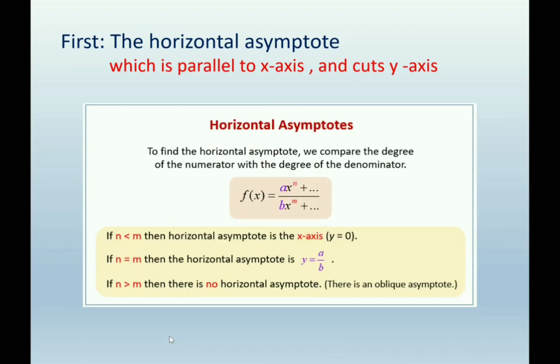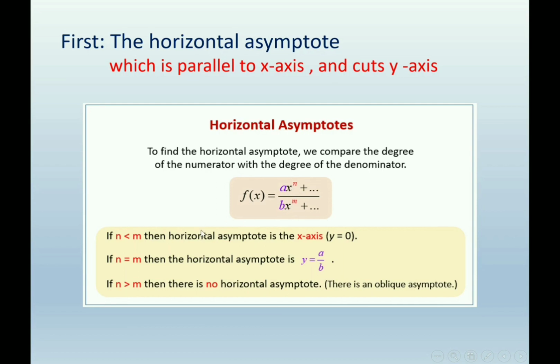First, let's study each alone. First, the horizontal asymptote, which is a line parallel to the x-axis and cuts the y-axis. To find the horizontal asymptote, we compare the degree of the numerator with the degree of the denominator, like this. Look, n is the degree of the numerator, m is the degree of the denominator.